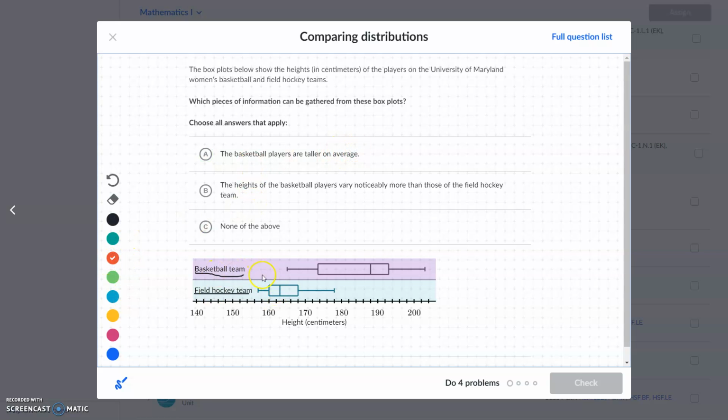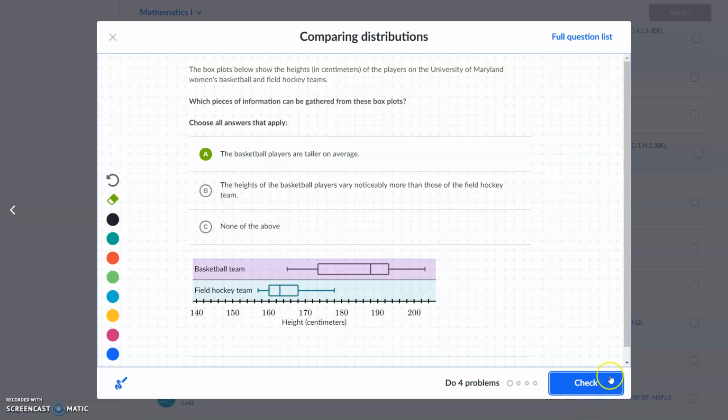So this is the basketball team, and these are their heights down here for both teams. We notice that this whole graph is to the right, and the field hockey team is kind of low to the left. So their heights are higher, and the median is all the way over here. So we can say that yes, the basketball players are taller on average. That doesn't mean all of them are taller. It just means that a lot of them are. All right, let me erase some stuff so we can look at the next one.